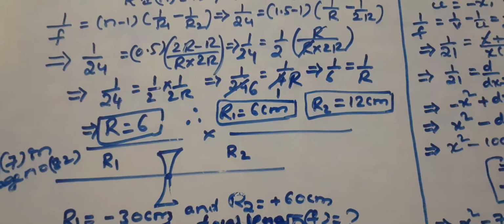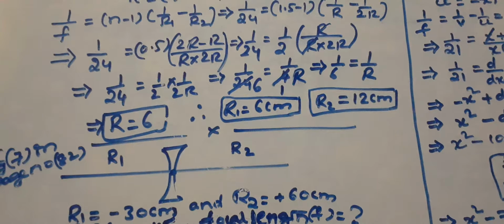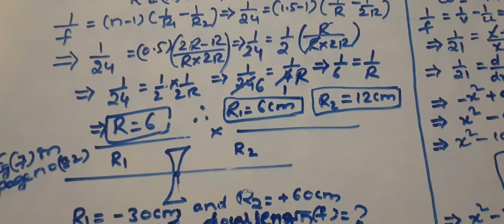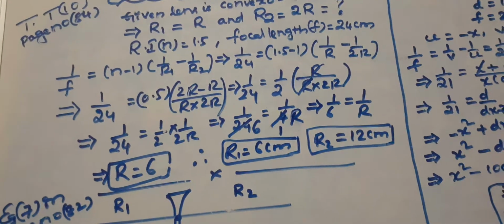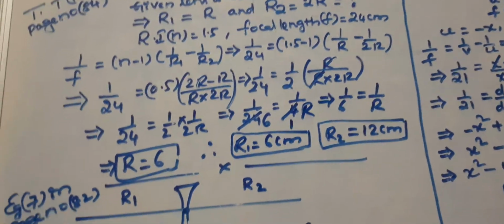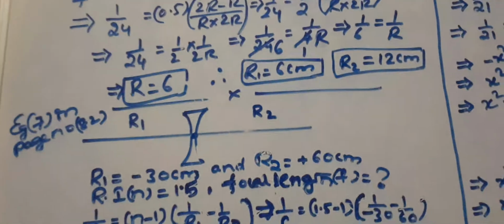Cancelling, 4 sixes are 24, so 1 by 6 is equal to 1 by r, that is r is 6. So r1 is r, that is 6 centimeter, and r2 is 2r, that is 2 into 6, that is 12 centimeter. That is the solution for that problem.